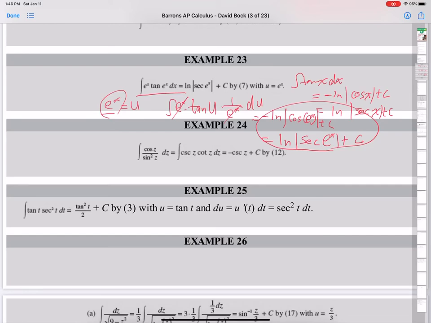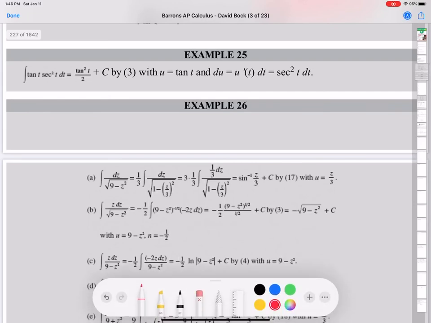Okay, what about the next part? Let me solve number 25. 25 is this: integral tangent t secant squared t dt. Do you understand tangent x? What is the tangent x derivative? That was secant squared x, right? That's why I want to make the tangent x part the u part. So I'm going to say u equals what? Tangent x. Because dx is 1 over u prime du, and that u prime is secant squared, this secant squared is going to be crossed out with that.